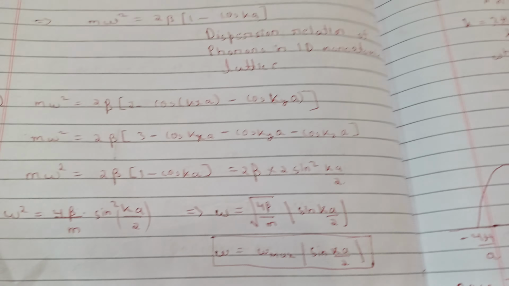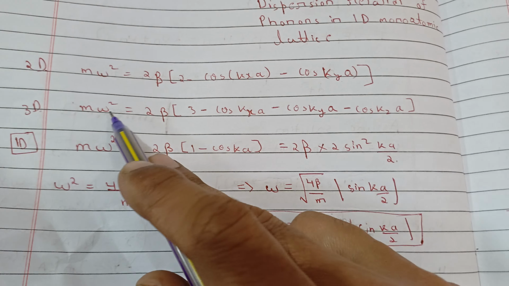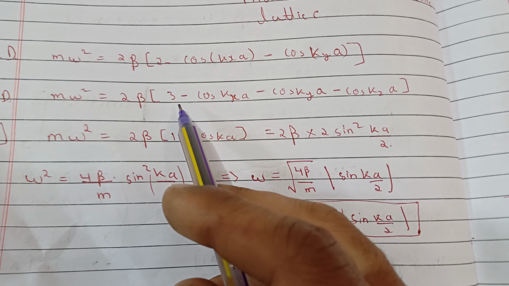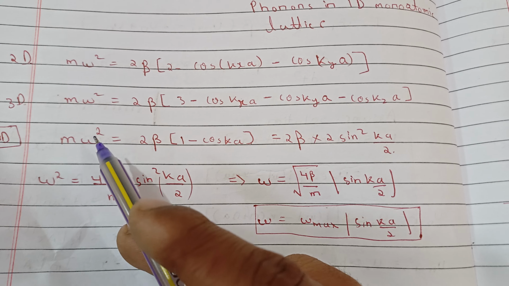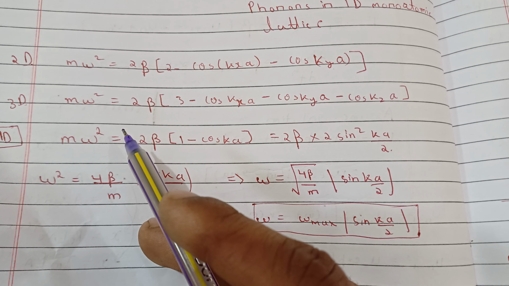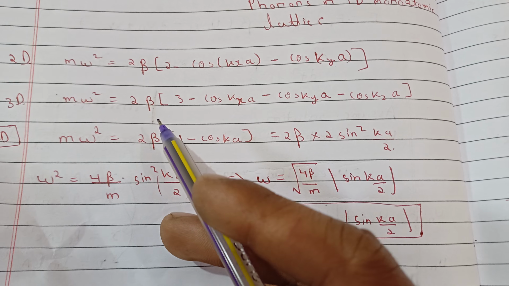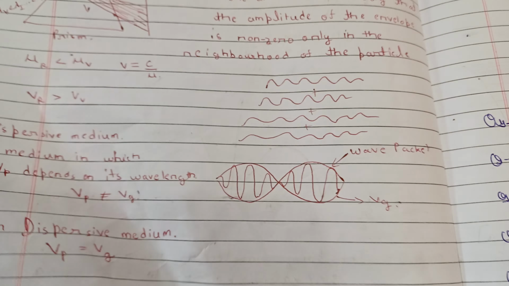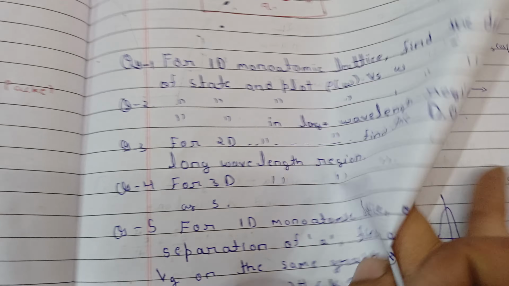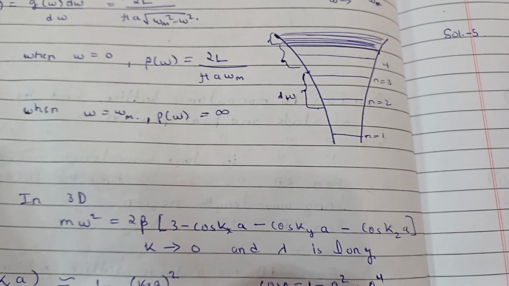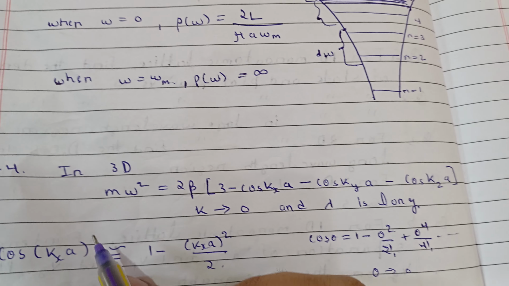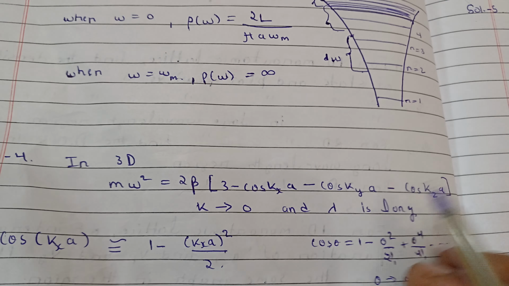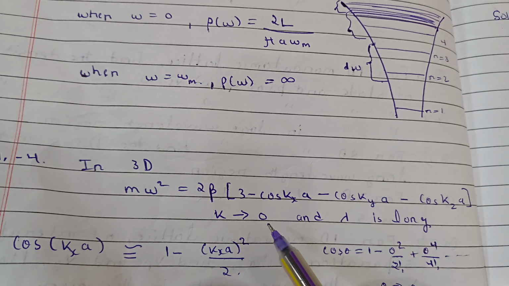So for 3D we have this equation, m omega square equal to this. We'll use this equation to find dk and substitute it in the equation we have for g(k) dk equal to L by 2 pi cube times 4 pi k square dk. So let's see question number 4. We have this equation. Now we need to solve this for the long wavelength region. If lambda is very long, then k tends to 0.